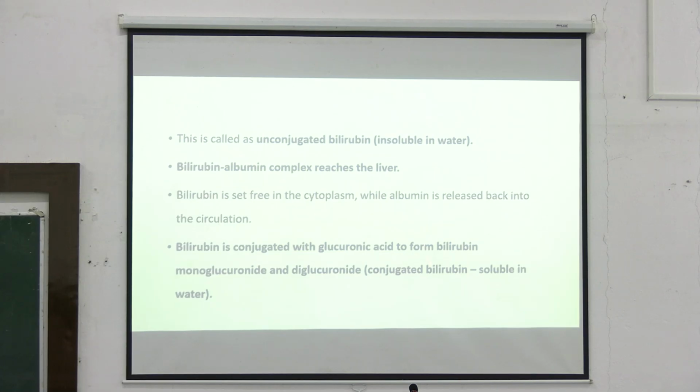Bilirubin albumin complex reaches the liver. Bilirubin is conjugated with glucuronic acid to form bilirubin monoglucuronide and diglucuronide. This is called conjugated bilirubin. This is soluble in water.